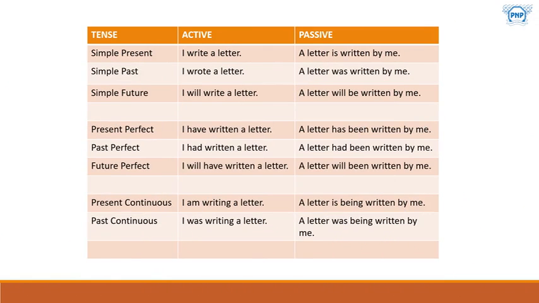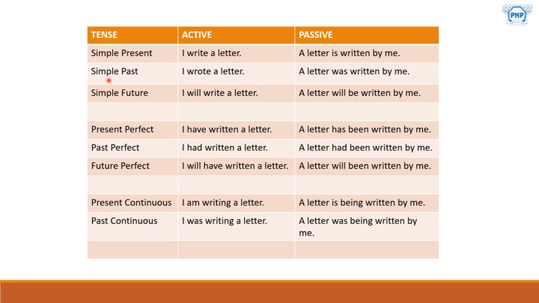These are the examples. Just try and understand these examples. Okay, simple present. Suppose in active the sentence is I write a letter. Now here first we are going to take the object, a letter, then we are going to use the helping verb is, and after that we are going to use the third form of the verb. So write changes to written. After that we'll use the preposition by, and we have seen in the column I changes to me. So this is the answer: A letter is written by me.